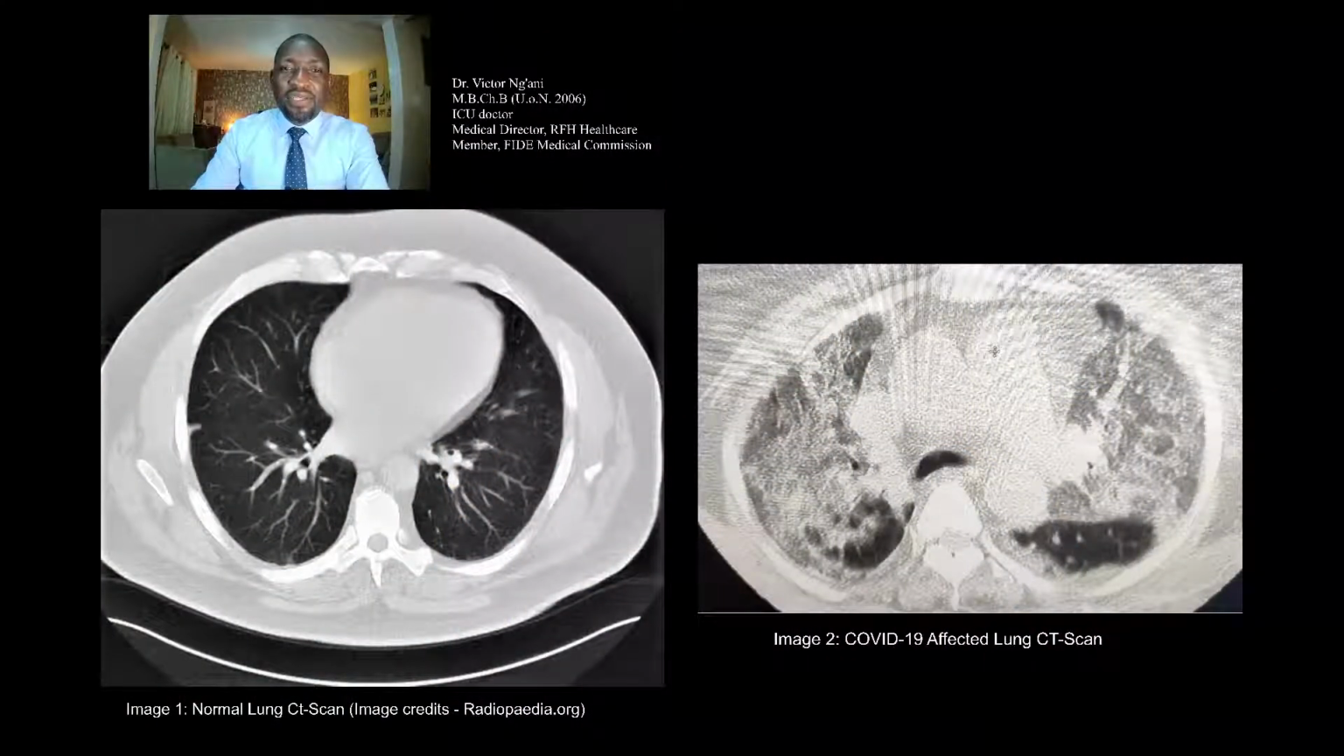Yeah, here goes. I'll be showing you two CT scans. It's a normal CT scan and an abnormal CT scan for COVID-19. This is a normal lung and an abnormal lung. I'll explain how this comes about and what's different between these two lungs and why this is significant.